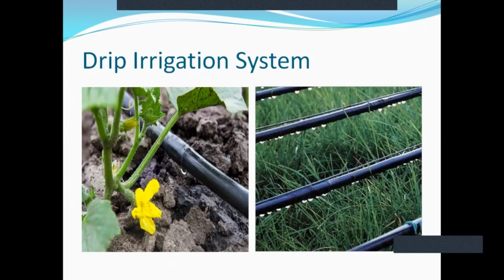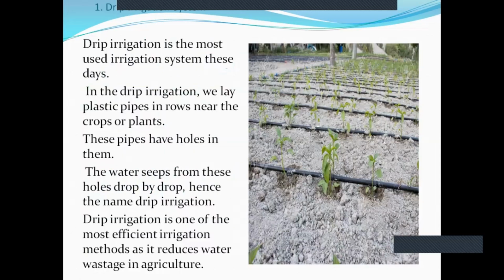So this drip irrigation is very, very important. Can you see in the picture here? Drop by drop, the water is given to the crop, and then it saves water. Yes, drip irrigation. Let's come back to drip irrigation. Drip irrigation is the most used irrigation system nowadays, because as I told you, this saves water.